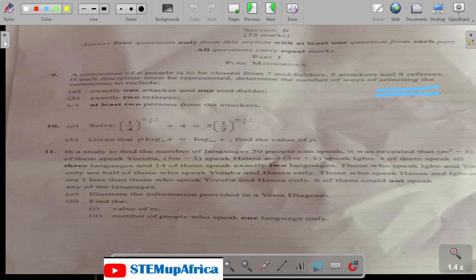10A. So let's look at 10B. 10B says, given that p log s base 3 equals to log s in base 81, find the value of p. So let's look at that. Question 10B.